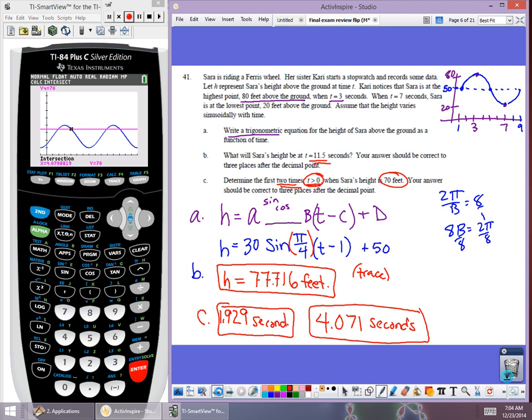I'm just going to go back and make sure we agreed with the last page. Yep, okay, great. So those are the answers. I hope that helped. Problem 41.